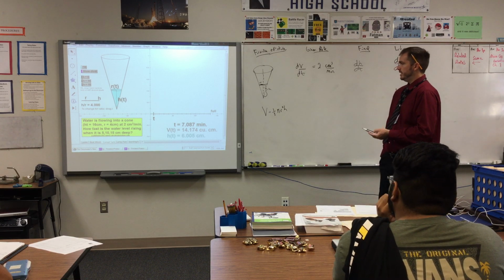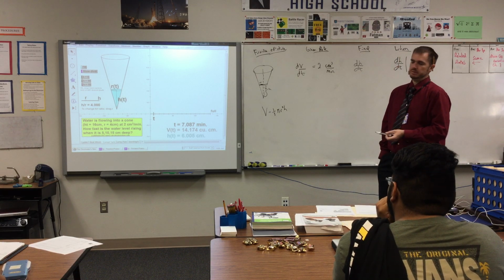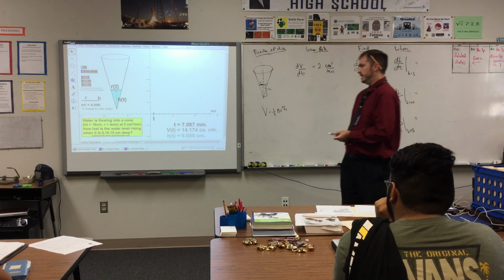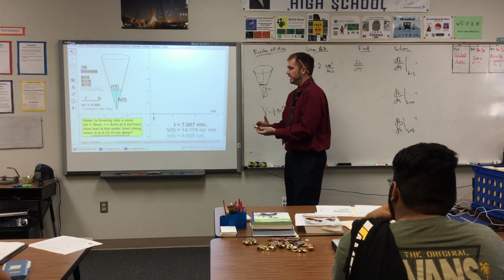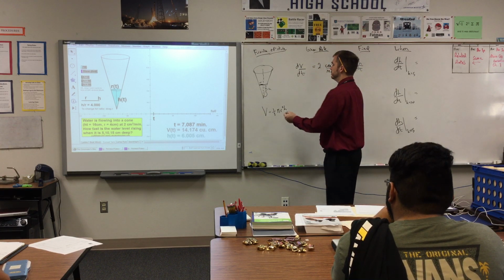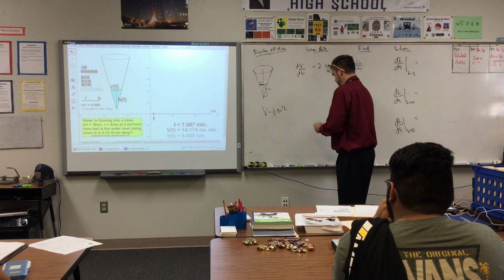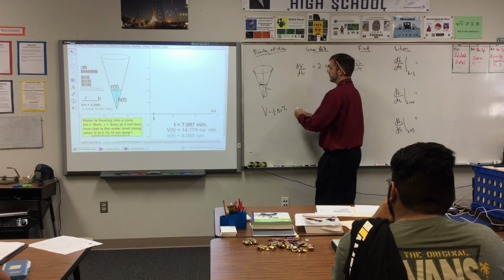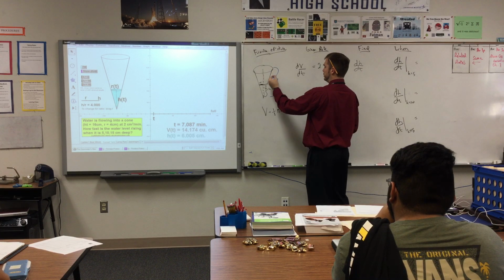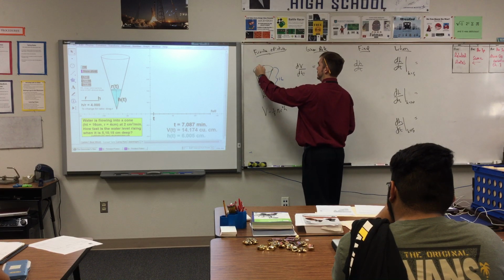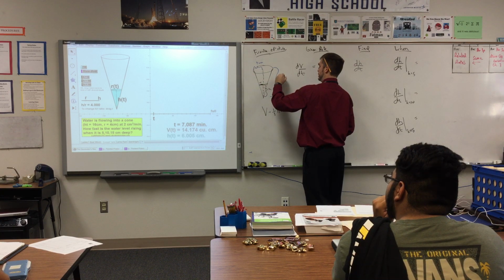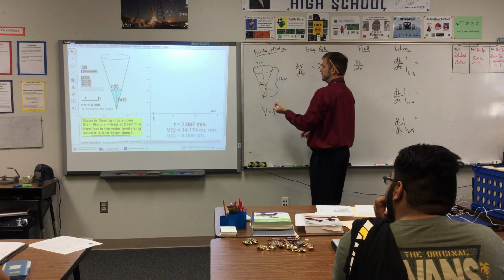They also tell us a little bit of other information. I don't know if it's going to be really helpful, but we'll put it in here anyway. They tell us that this cone has a height of 16 centimeters and a radius of 4 centimeters. So we'll go ahead and label that too. The whole entire height of the cone is 16, and the whole entire radius is 4 centimeters.